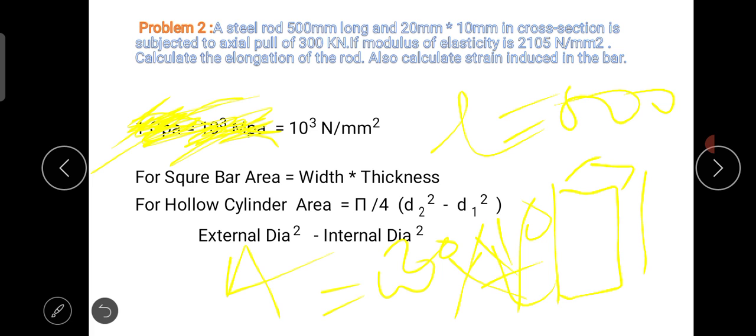Okay, now they are also asking to calculate the elongation of the rod and calculate the strain. Why calculate stress? To calculate the elongation, which is nothing but the deformation, that is delta L, we must need the stress. So this kind of simple problem they ask in the exam.